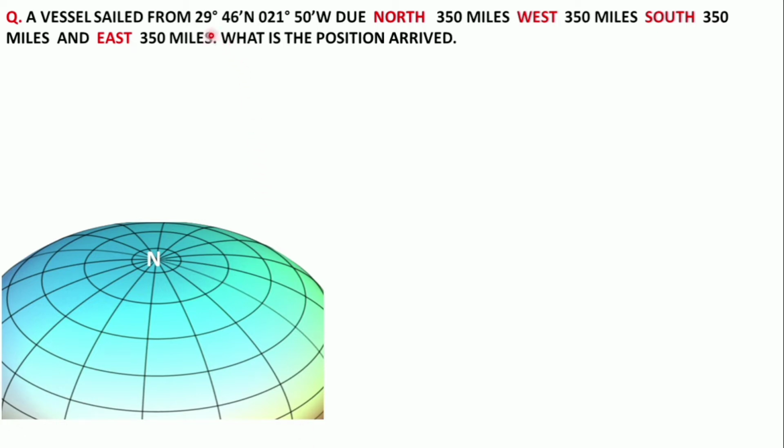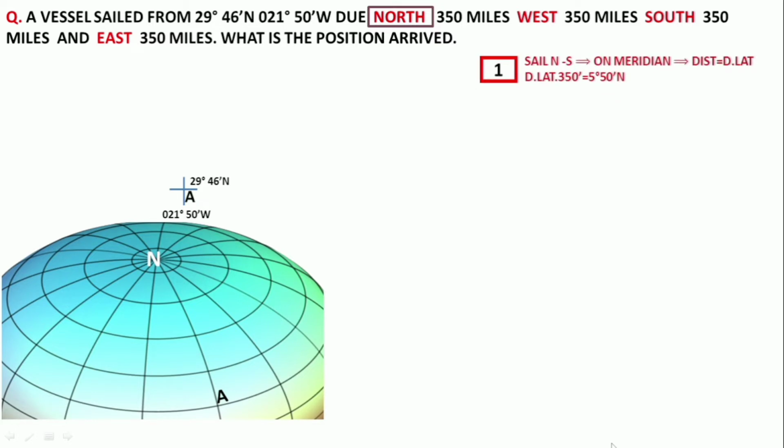In this question, the vessel sailed from this position due north. This is the position. She is going due north, and due north means she is following her longitude. And whatever distance she travels is also your D lat. So she left this position and has gone due north 350 miles. So 350 miles is your D lat, because that's the arc of the meridian. So the distance covered is your D lat.